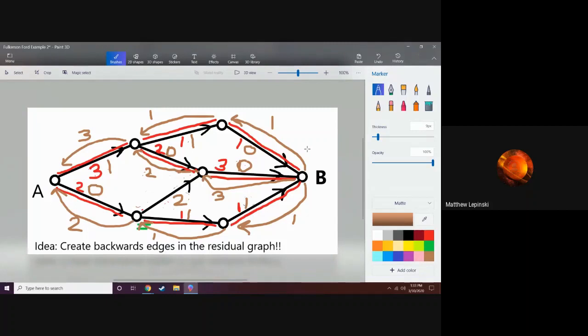Yeah. So I think this is the end of my explanation of Ford-Fulkerson. In just a moment, I will do a summary slide of Ford-Fulkerson. But before I put away this graph, does anyone have any questions about this?